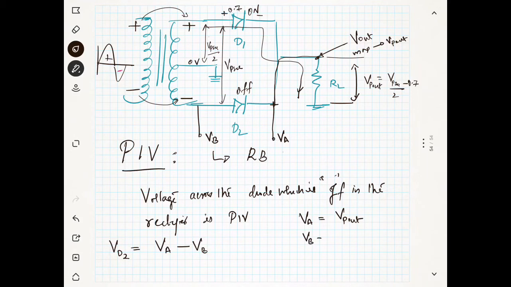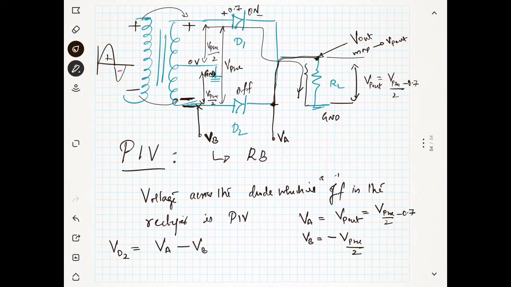And what is VB? VB is this point, and this point is nothing but your Vp secondary by 2, but you see this is negative, so Vb is minus Vp secondary by 2 with respect to the ground. Whatever I am saying, all these voltages are with respect to the ground point. So when I talk about Va, it is the voltage at this point with respect to the ground. Similarly, Vb is the voltage between this point and the ground. The ground is here, so it's minus Vp secondary by 2. And Vp out, you know, is Vp secondary by 2 minus 0.7.